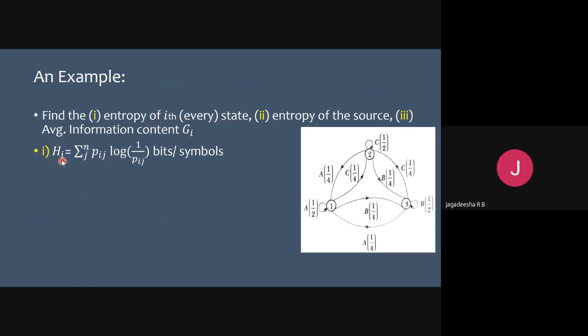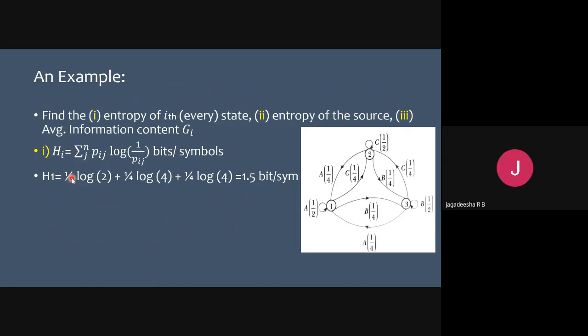So the entropy of a state is given by this equation Hi. You have to just refer to this figure and find out how many states there are. There are three states, 1, 2, and 3, right? So all three you need to find out. Hi is equal to the summation over all the transition states of Pij log 1 by Pij. Okay, for state 1, what are the different possibilities we have? From state 1, it can go to state 1 again, or it can go to state 2 through here, or it can go to state 3 here, right?